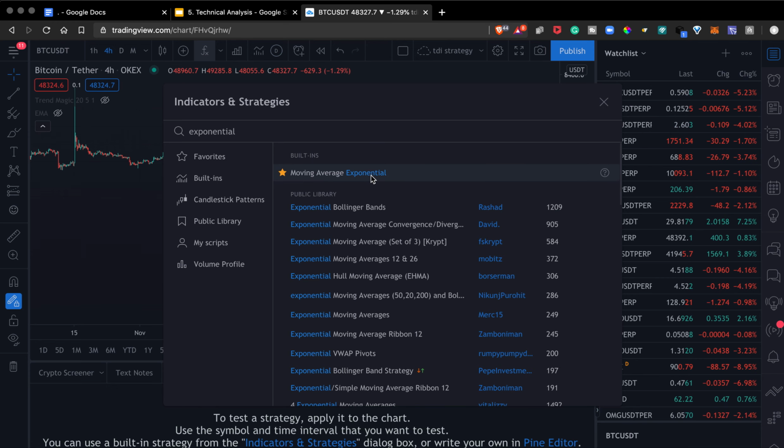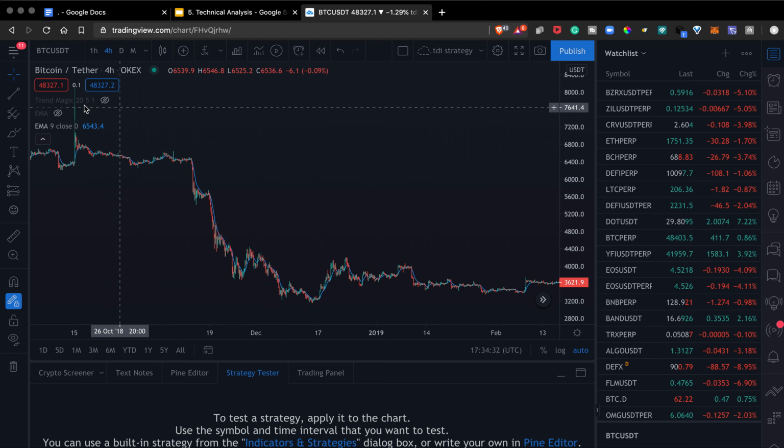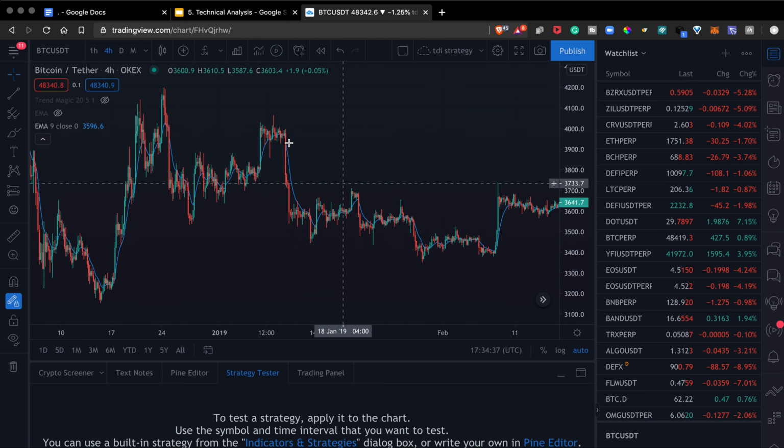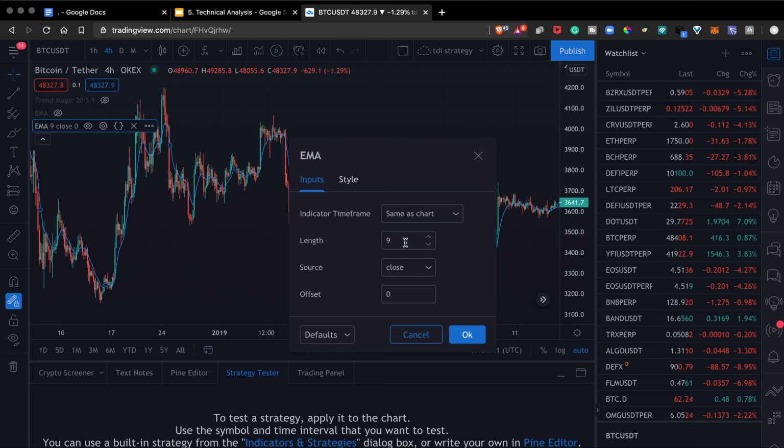Okay, moving average exponential, that's it. And then you click on it. Then you come over and you see, okay, this is the blue one, right? That's the moving average, but that's the 9 period moving average. You want to change it to 50.